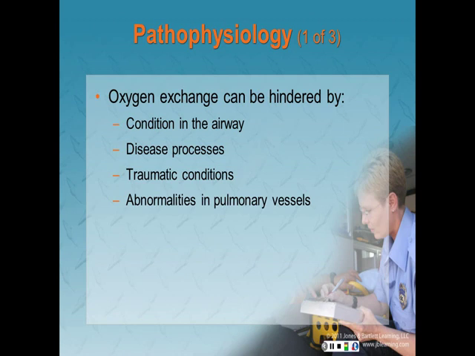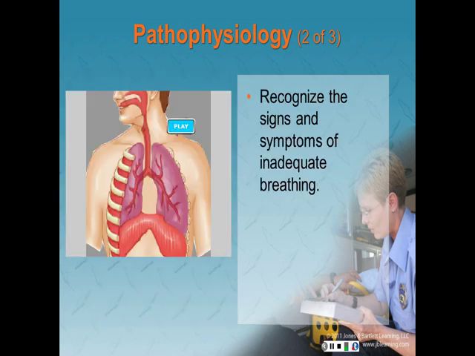The proper exchange of oxygen and carbon dioxide can be hindered by abnormal or pathologic conditions in the anatomy of the airway, disease processes, traumatic conditions, and pulmonary vessels which may have abnormalities that interfere with blood flow. As an EMT, you must be able to recognize the signs and symptoms of inadequate breathing.